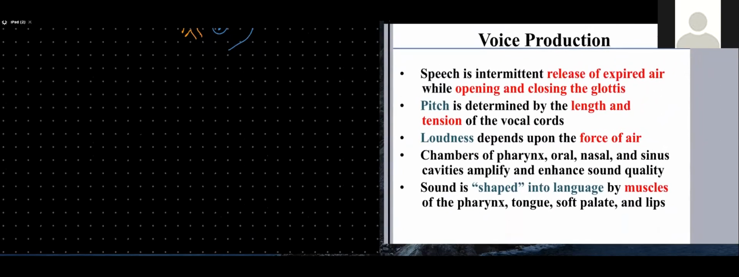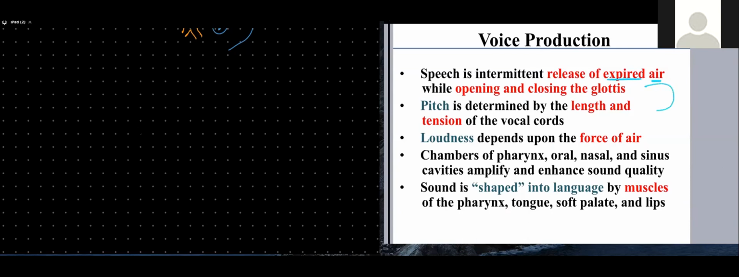All right, so moving on to how do I produce voice? So what is speech? First, speech is an intermittent release of expired air. So I am breathing out air from my lungs, and as the air travels up into my larynx, this is gonna cause the vibration of the vocal cords.